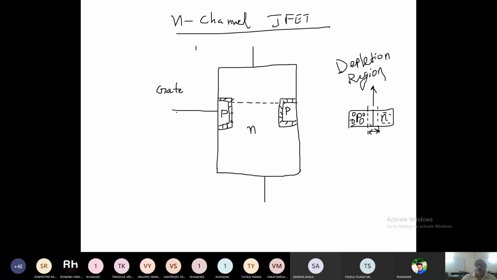Now what we will do here, let us assume this terminal at the lower side we call a source. And this terminal at the top, we call it a drain. Okay, this is our drain.